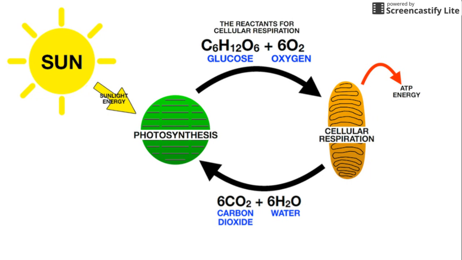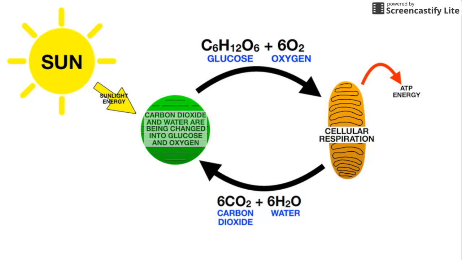Not to mention that carbon dioxide and water are not only the products of cellular respiration, but they're also the reactants of photosynthesis, because of their use in the process of photosynthesis. Inside of the chloroplast, carbon dioxide and water are being changed into glucose and oxygen. And inside the mitochondrion, glucose and oxygen are being changed into carbon dioxide and water.